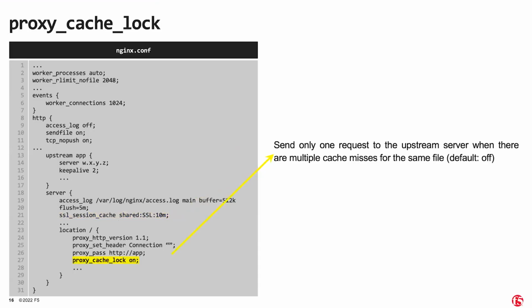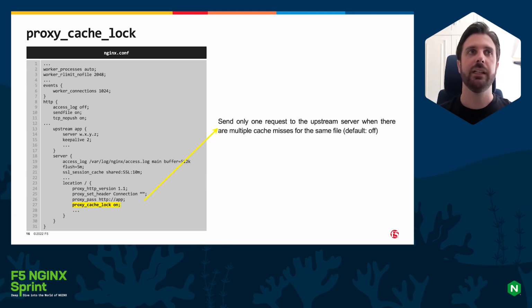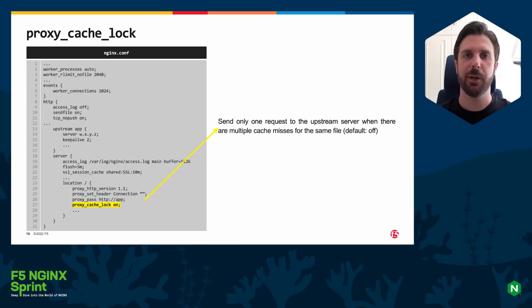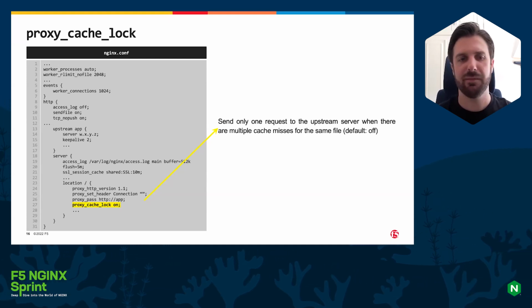And the sixth and final directive for improving your NGINX performance is the proxy cache lock. If you're using a proxy cache, turning on this directive will make it so that only one single request is sent to the relevant upstream server when there are multiple misses for the same file, instead of sending a request for each miss, which is an unnecessary number of requests when you only need one to send.